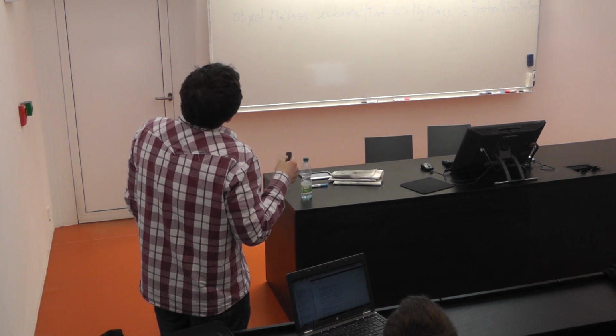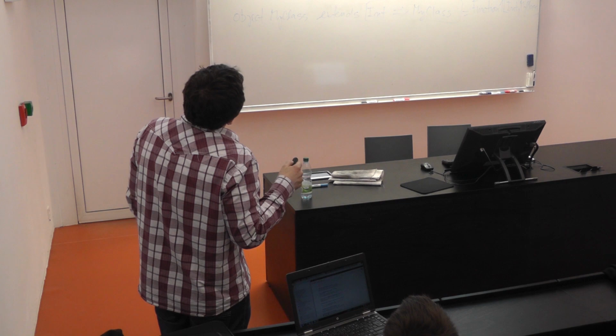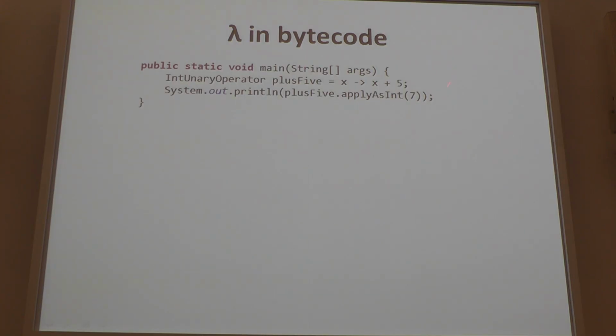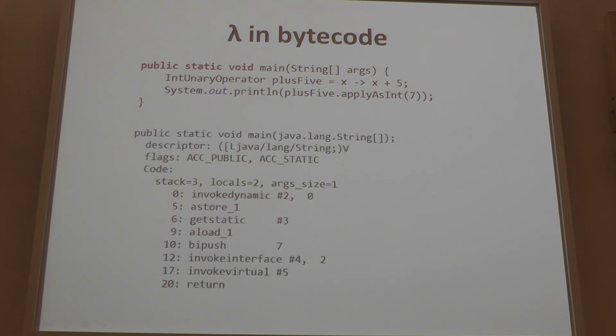This code just prints the result of application of this function to 7, so it should print 12. The applyAsInt method is the only method defined in this interface, and this gets compiled to this bytecode. This here is an output of javap. It's a utility shipped with the JDK that basically gives you a look at the bytecode instructions in human readable format.